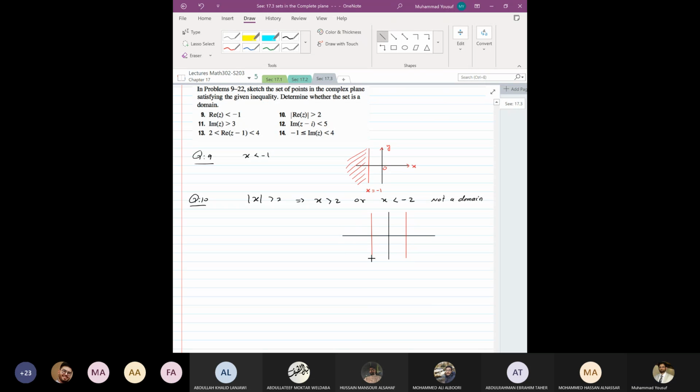And similarly, you can do this for 11, 12, 13, 14. Let us see what is number 14. Let us see what this is. -1 less than or equal to y less than 4. You know what this is? This is a strip.